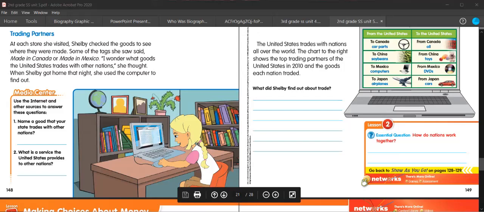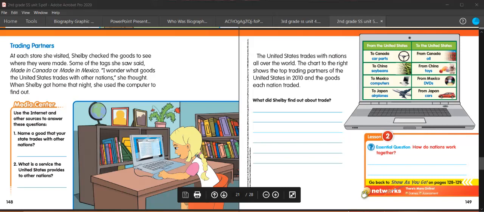Now on our next page, we have the heading Trading Partners. At each store she visited, Shelby checked the goods to see where they were made. Some of the tags she saw said, "Made in Canada," or "Made in Mexico." I wonder what goods the United States trades with other nations, she thought. When Shelby got home that night, she used the computer to find out. The United States trades with nations all over the world.